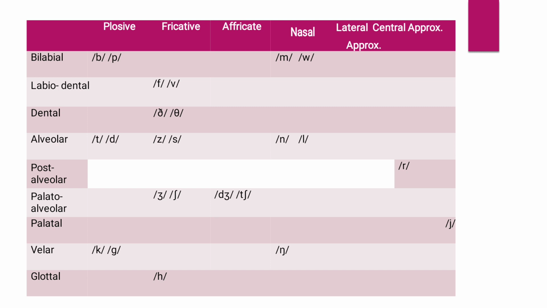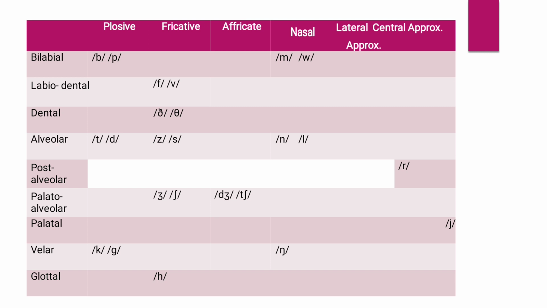Then next one is the velar. When the back of the tongue touches the soft palate, that is velar. K and g. When we pronounce k and g, at that time we can observe that the back of the tongue touches the soft palate.